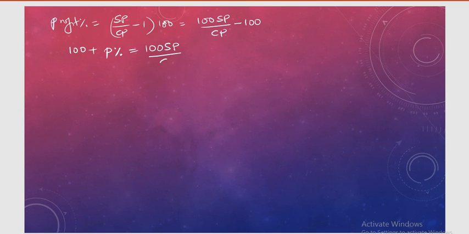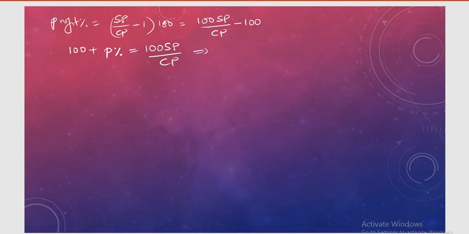See what he has given. Profit percentage is given by SP by CP minus 1 into 100, no? So when I multiply by this 100, what am I going to get? 100 into SP by CP minus 100 only, no? So when I transpose this, 100 plus profit percentage. I am simply representing the profit percentage as P%. So P% plus 100 is equal to 100 into SP by CP.